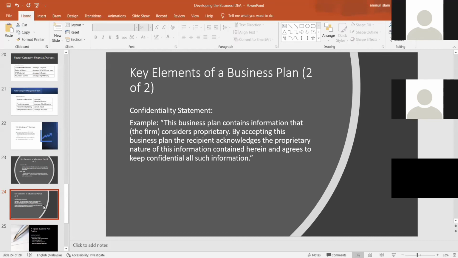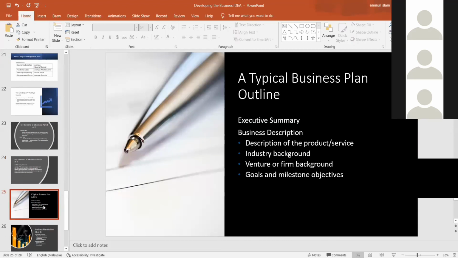So the key elements of a business plan: at the beginning, you will have a confidentiality statement telling people that it is confidential, only for the purpose of securing finance to run a business. Now this is a typical business plan outline. You will have an executive summary, then business description, the description of product, services, industry background, the venture or firm background, goals and milestones or objectives, and all that will be there.